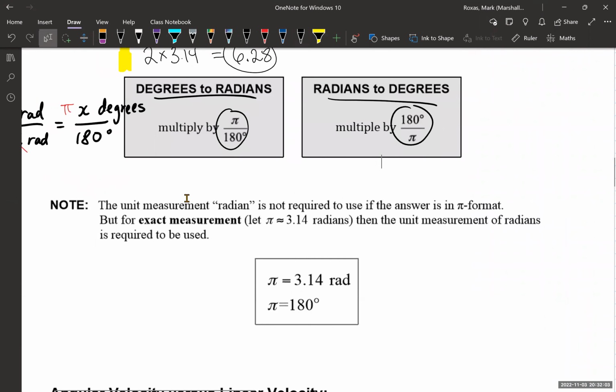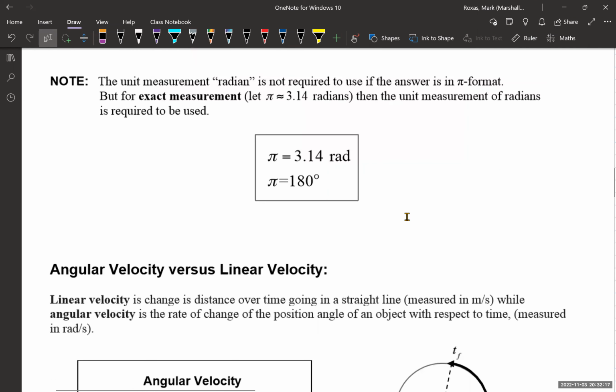Just a note, the unit measurement radian is not required if the answer is in pi format. But for an approximate measurement, where we let pi equal 3.14, the unit of radians is required to be used. So what this says is sometimes we're going to put our answer in terms of pi, and that's fine. It's understood to be radians. But if you're giving me a decimal answer, then you're going to have to indicate that it's radians.